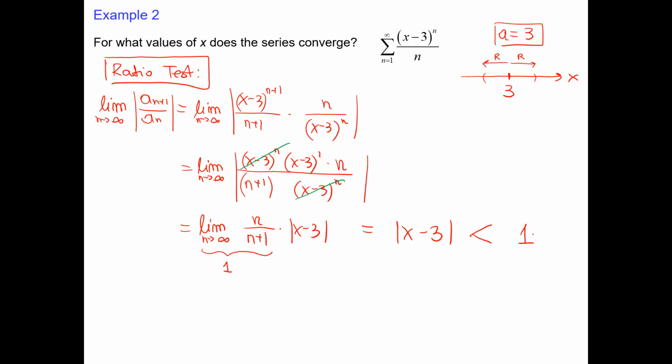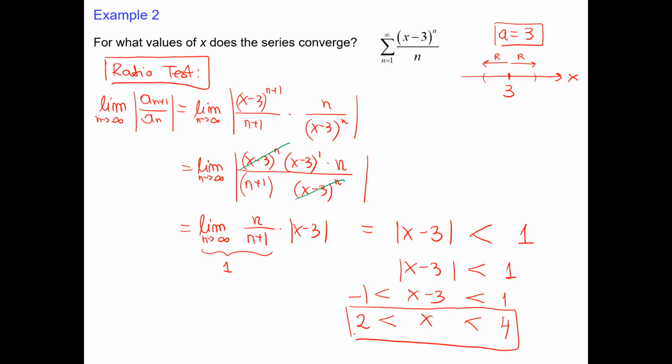Perfect. We have a nice absolute value inequality. Let's solve it. So what do we have? The absolute value of x minus 3 is less than 1. x minus 3 must be between -1 and 1. That's how we solve absolute value inequalities. Adding 3 to both sides, this will be 4 and this will be 2. It means the potential interval, because we still have a couple of steps, is between 2 and 4.